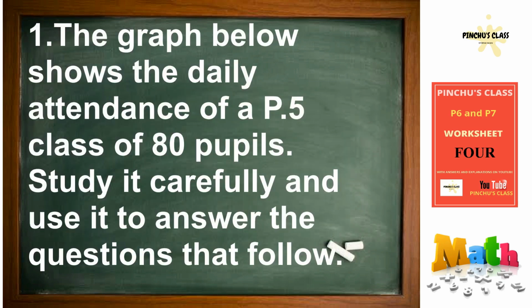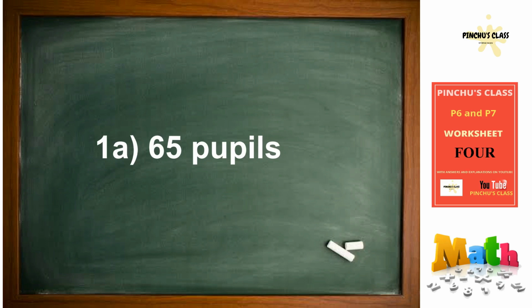Now we have that graph which is shown in your worksheet, and we're going to use it to answer the questions that follow. Number one says, part A, how many people attended on Tuesday? When you look at that graph properly, you see that on Thursday it is 65 because of the middle line there. So 65 pupils attended on Thursday.